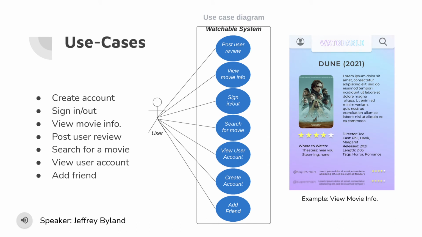Actions a user will be able to take in the first iteration of the Watchable system are as follows. Users can create an account, log in and out of our app, view information about a movie, post a review of a movie, search for a movie, view another person's account, and add other users as friends.